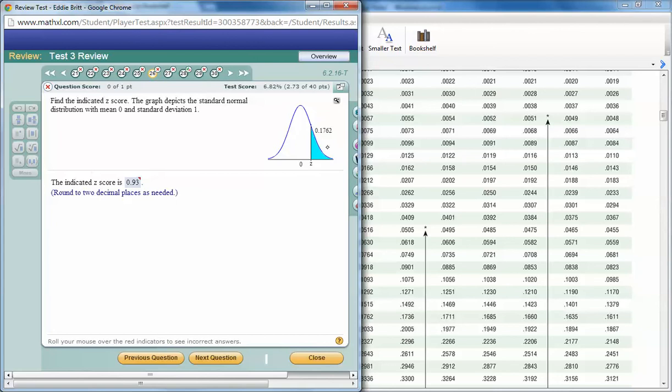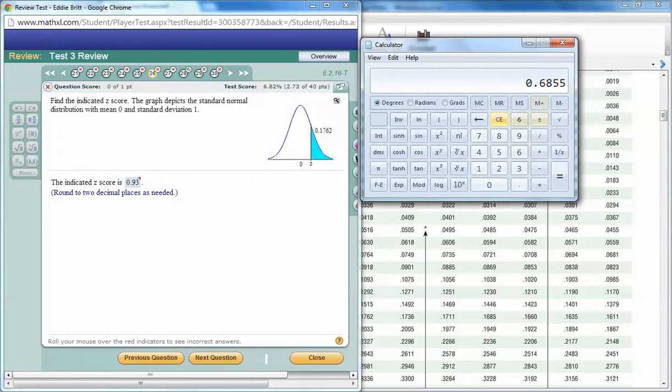Alright, this is a little tricky because this gives us the area to the right, but the way the table reads, it only gives us areas to the left of the z-score. So if we want to find the z-score that would give us an area greater than z, we have to say 1 minus to get the area on this side, and then look that up in the table. That will give us the right z-score.